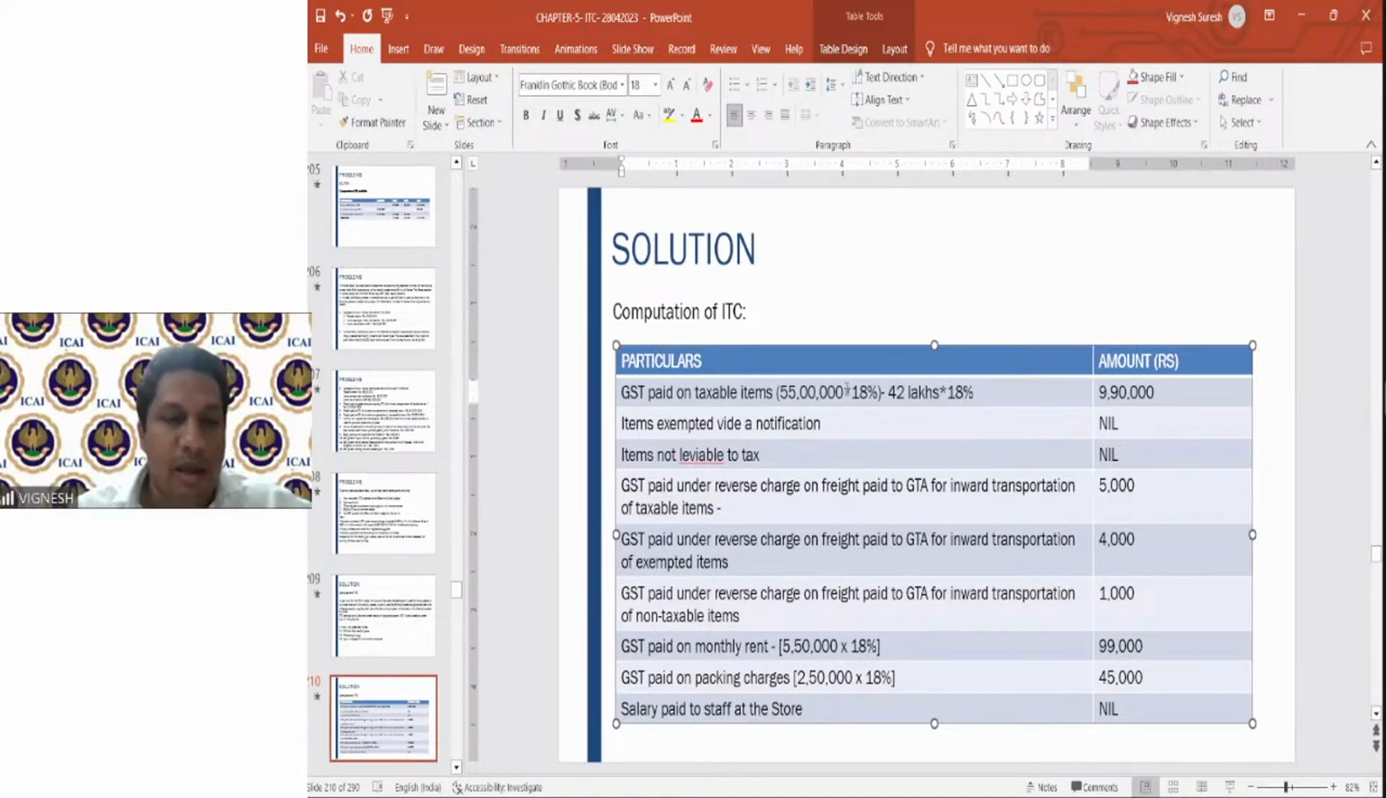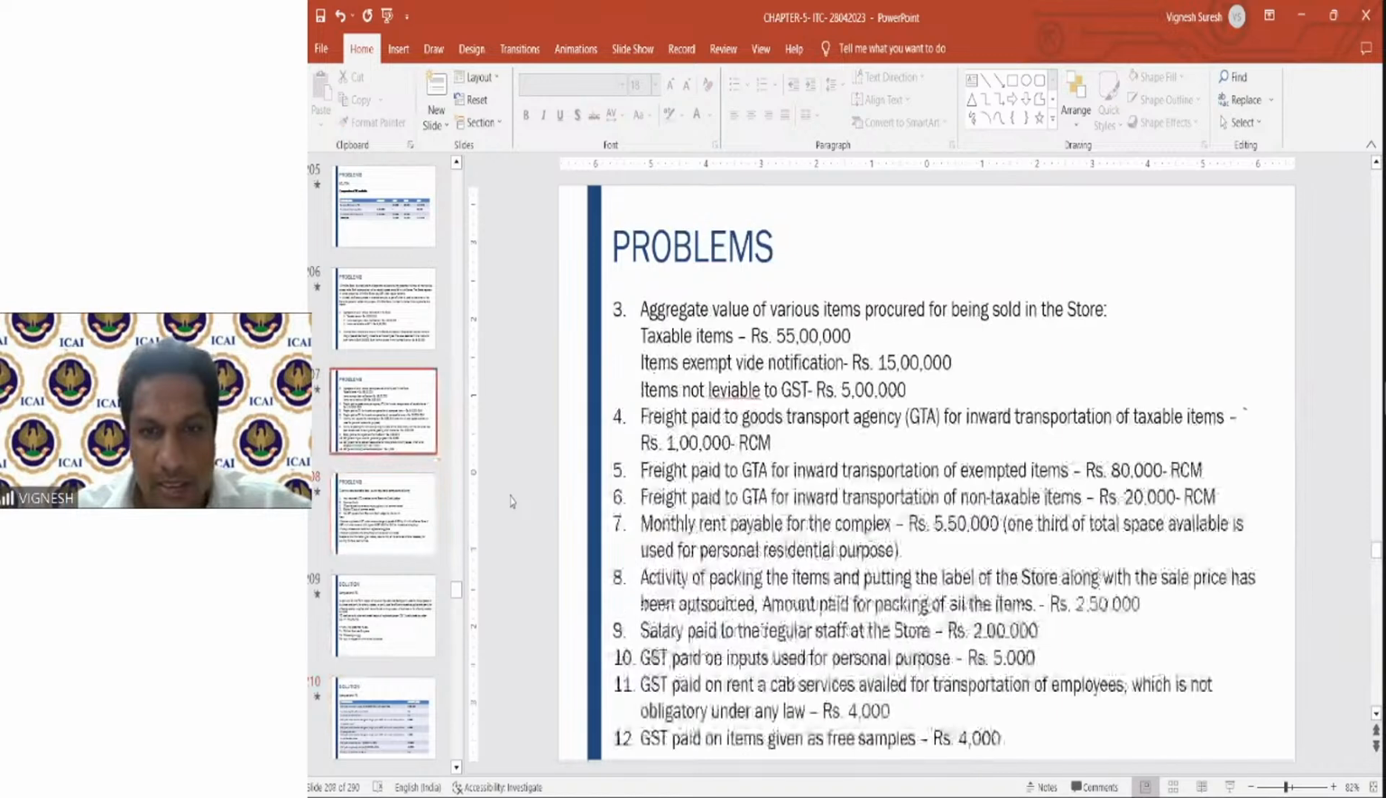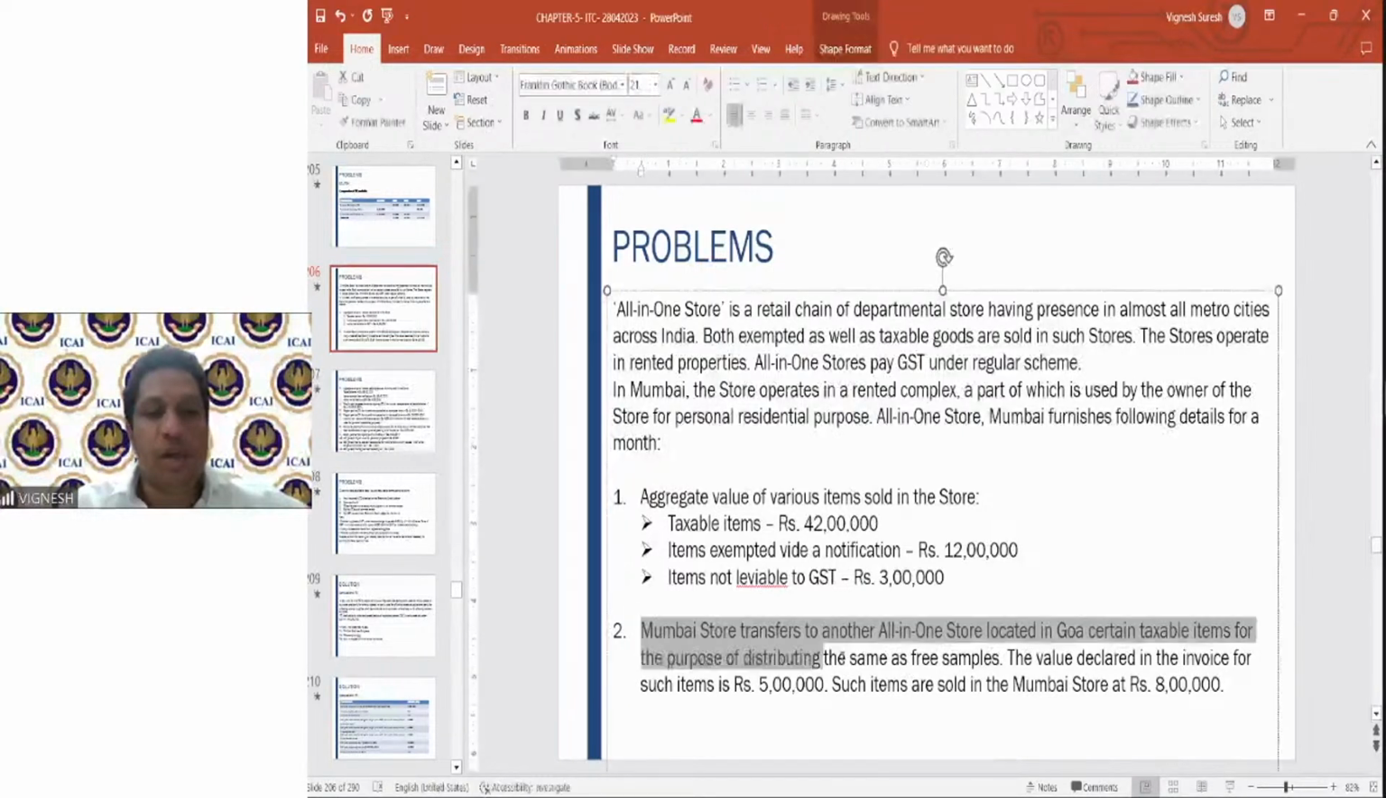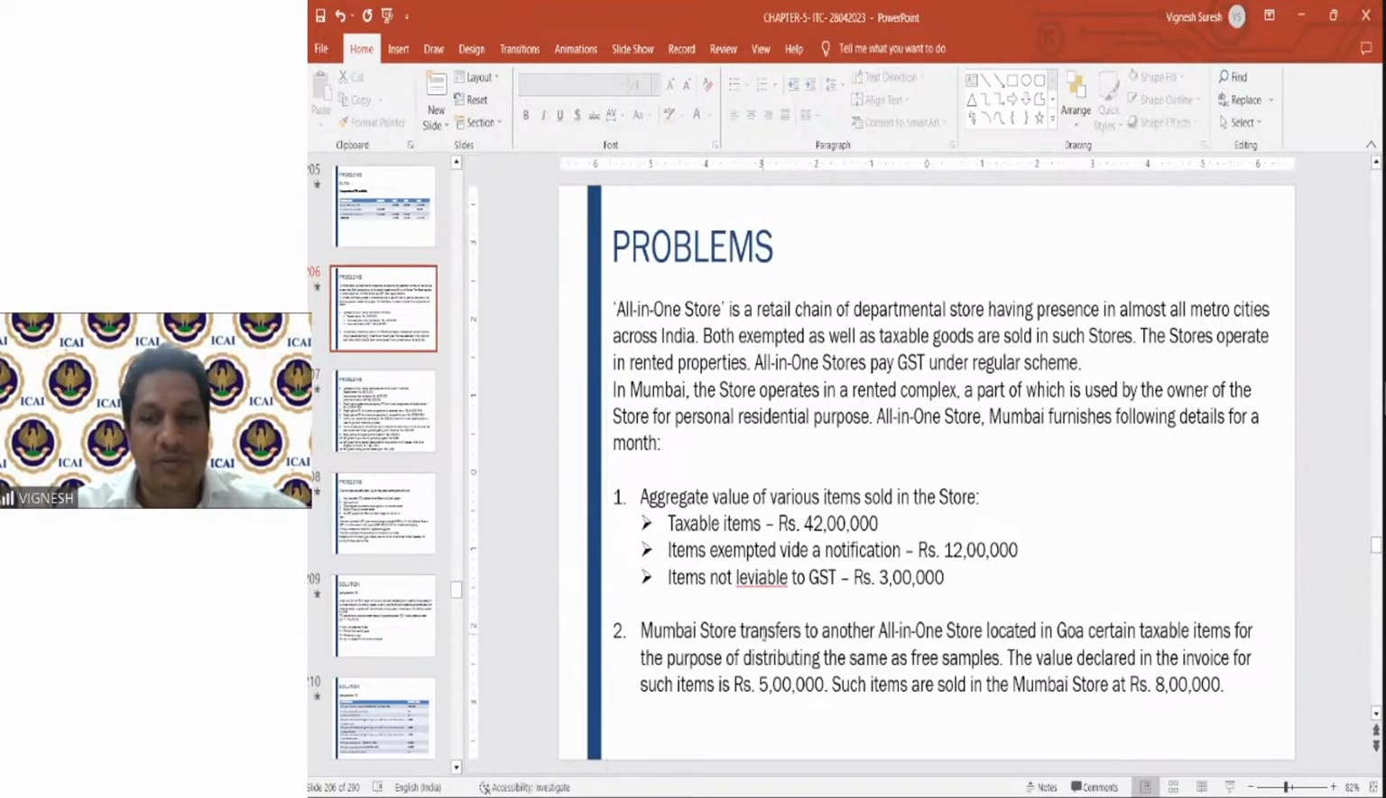Now, if you go back to the problem, he tells another important point. He says that the items he has sold are exempt from GST, so there won't be anything. This is the critical point to understand. The Mumbai store transfers certain taxable items to another all-in-one store in Goa for distributing as free samples. The value in the invoice is 5 lakhs, and such items are sold in the Mumbai store at 8 lakhs. Can you tell me what is to be taken here? I want your understanding on value of supply before I can proceed further. That is why I'm asking what is to be taken there.